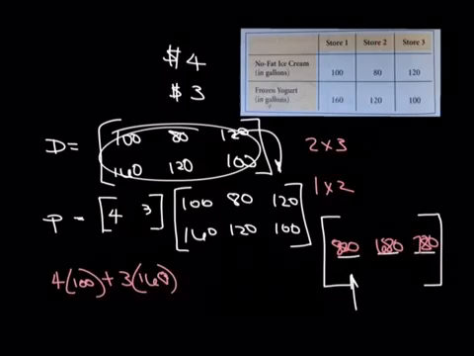If we have a single row like this, it's called a row matrix. If this were switched and we just had a single column, let's say we had a matrix with 2 rows and 1 column, that's called a column matrix.